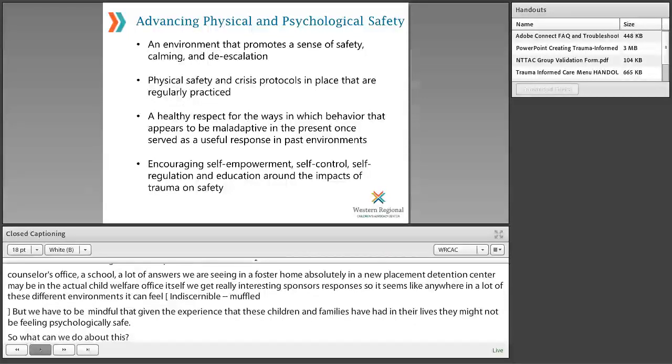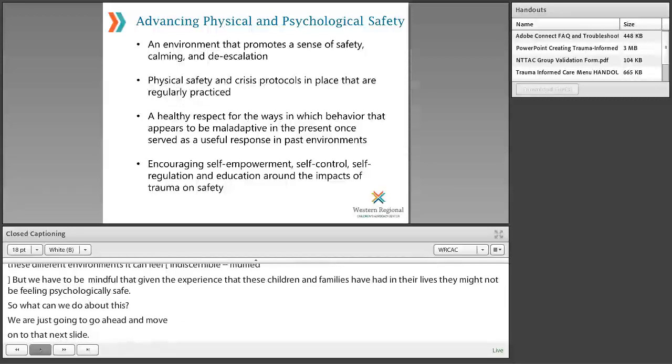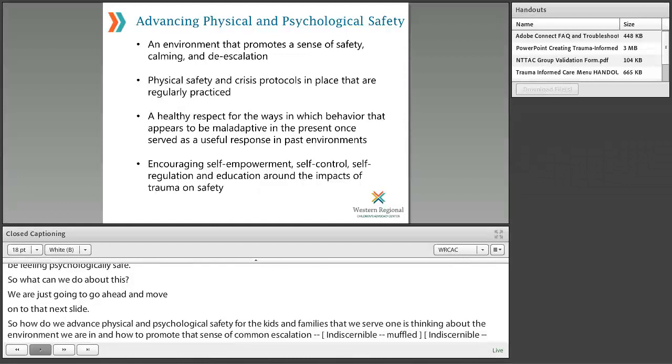So how do we advance physical and psychological safety for the kids and families that we serve? One is thinking about the environment that we're in and how it can promote a sense of calming and de-escalation. It can be simple things like the initial greeting. What do kids and families see when they first arrive? Are there welcome signs? Can we orient them to the space? I know when I worked in a trauma clinic, we would walk kiddos around the office just to show them where the exits are, where the rooms are. This is where your room will be. Just giving them a feel of the space.